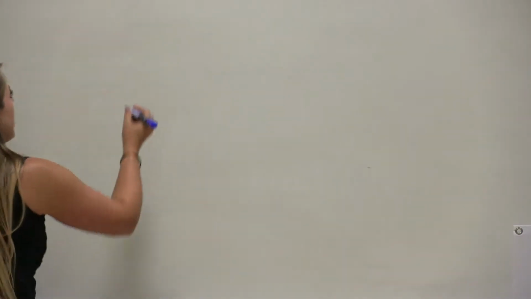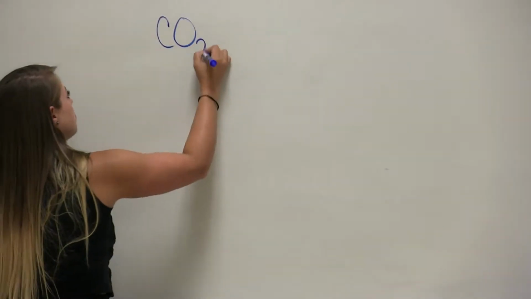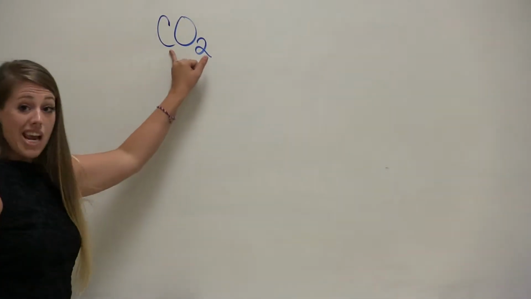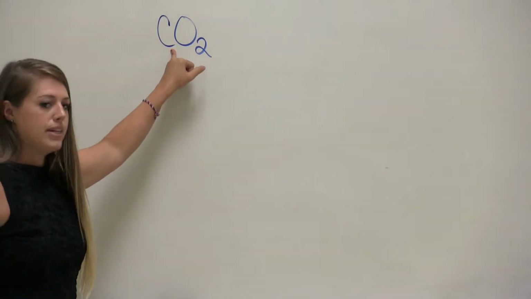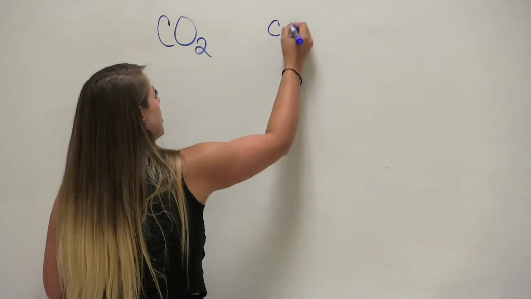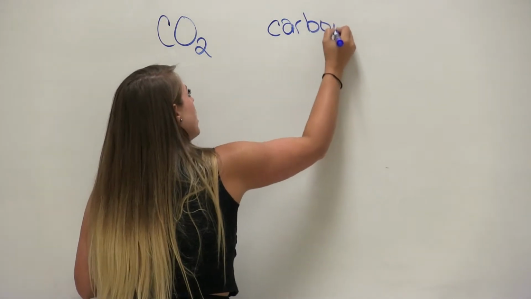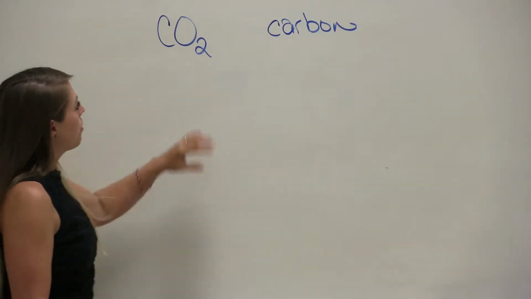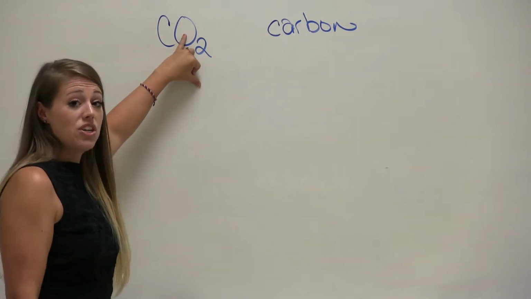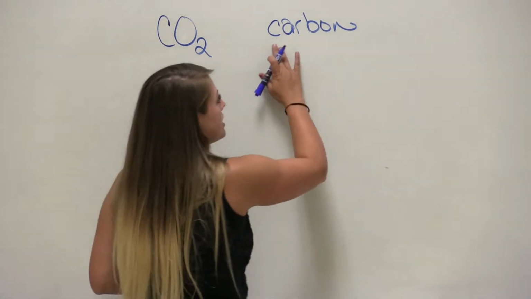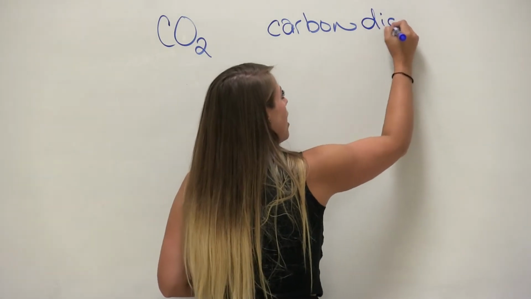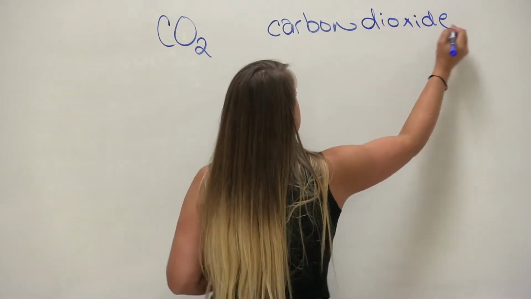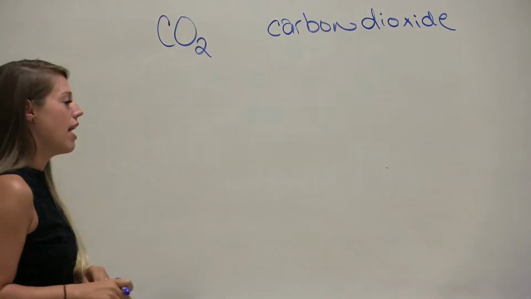For example, if we have CO2, we're just going to state the first element like we did for type 1 and type 2. So this is just carbon. But now, since we're not looking at charges, you have to tell me how many of each element you have. Here, I've got two oxygens. So you have to say this is carbon dioxide. The ending is still going to be -ide. We're not changing that at all.